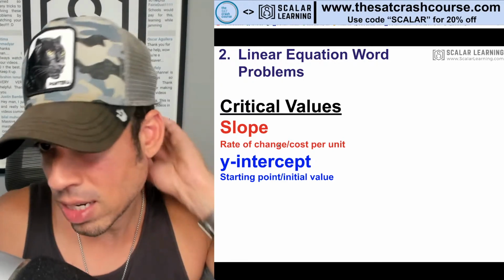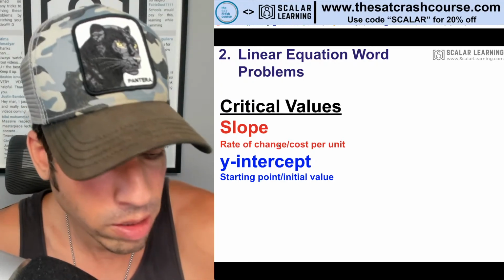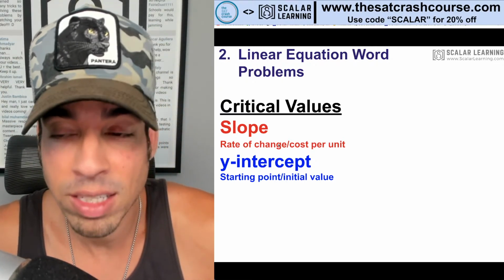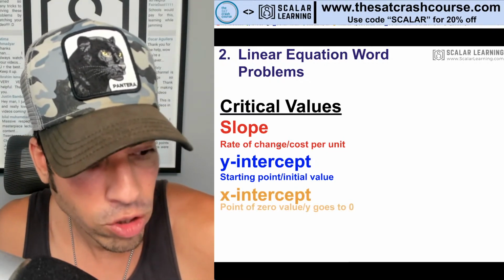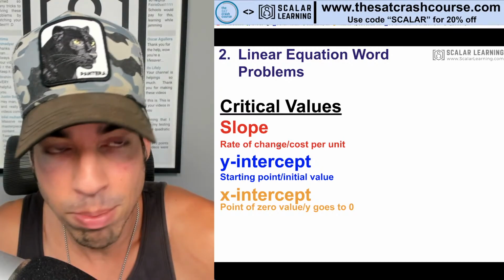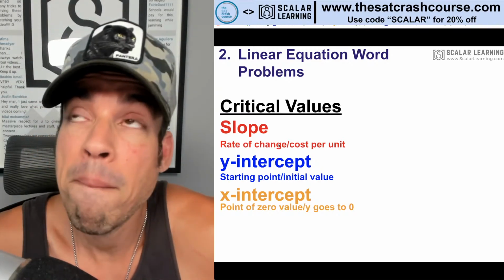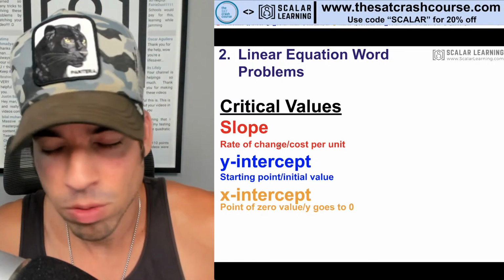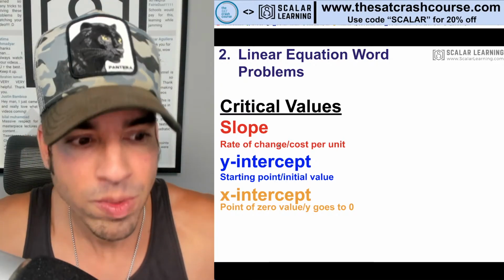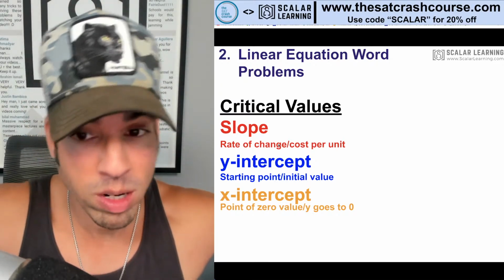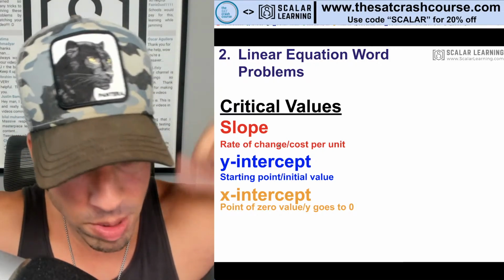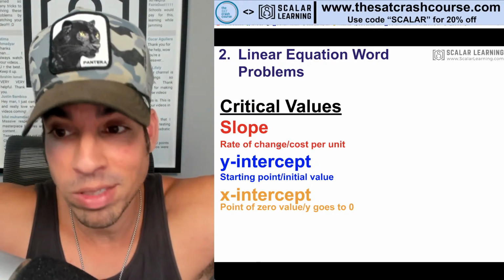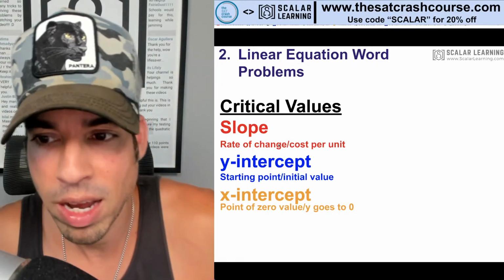So for example, if they said, to sign up for this service, you got to pay $10 down and then $3 a month, the y-intercept would be the $10 down, the initial payment, okay? And then the x-intercept, that's the point of zero value where y goes to 0. An example of that might be, let's say you take a loan out, a $100 loan, and you're paying $10 per month. You're repaying that loan $10 back. The x-intercept is going to be the number of months at which you've paid off the entire loan, meaning you owe $0. So that can be what the x-intercept might represent.